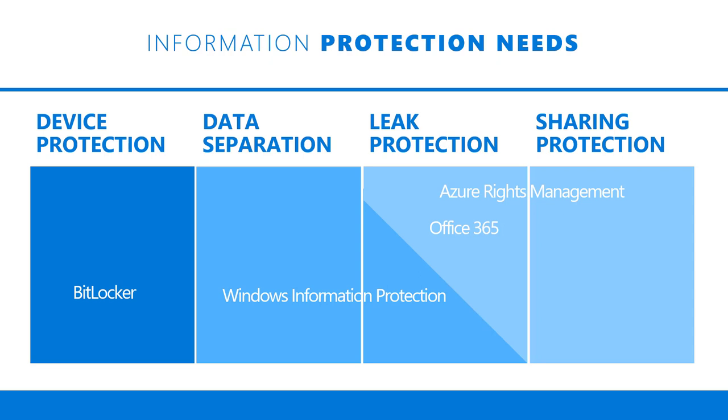So obviously built into Windows is BitLocker, which encrypts the entire information on the device locally to ensure that, should that device get lost, nobody can access it. The data separation is provided by Windows Information Protection, and that helps at the app layer ensure what information is listed as company and what is personal, and ensuring that we're protecting that company information automatically.